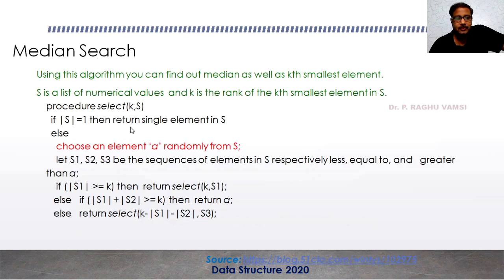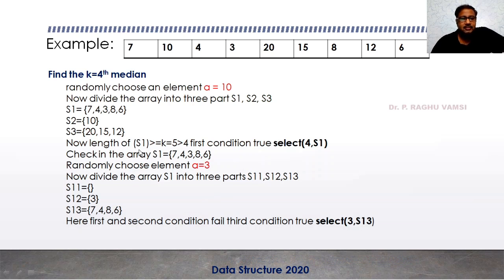Now, look for the condition. If length of S1 is greater than k, then return this. Now, what is the length of S1? 1, 2, 3, 4, 5. Now, 5 is greater than the fourth median, 4, the k value that we have asked for. 5 is greater than 4. So that is the reason: you are supposed to keep k as 4 only, but apply the same thing on S1. Now you are supposed to perform the fourth median search on S1.